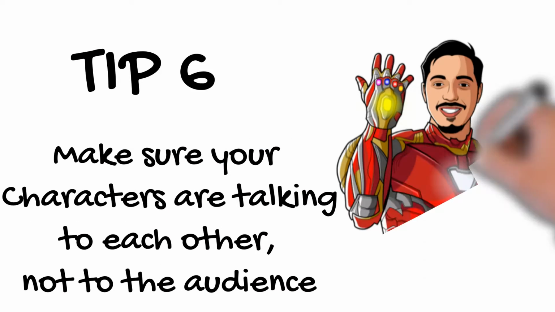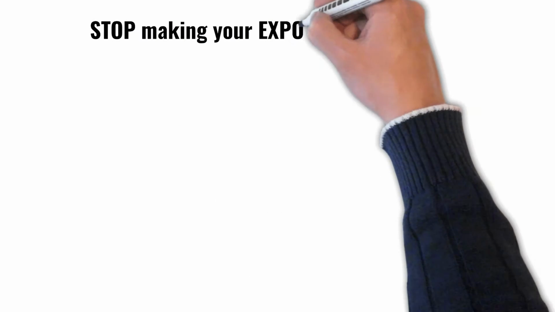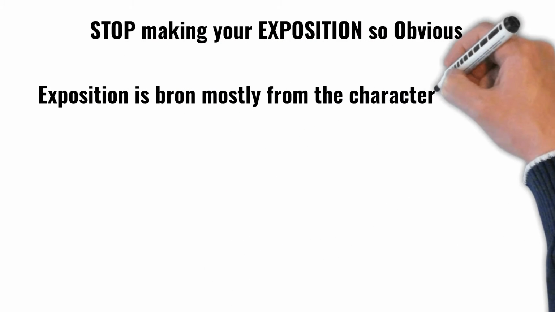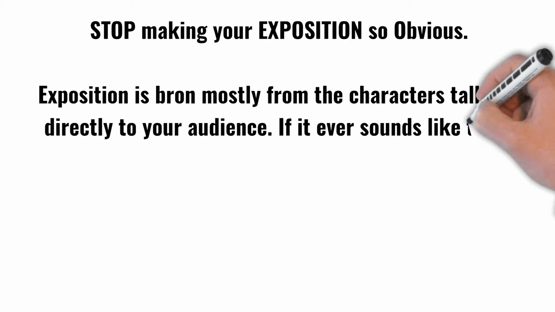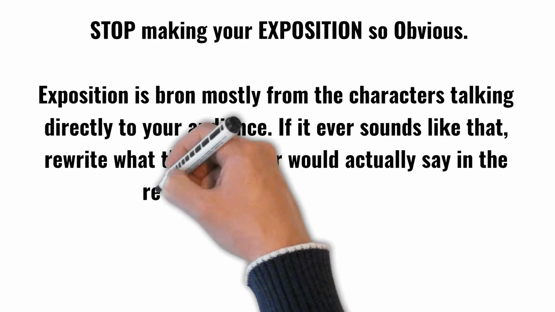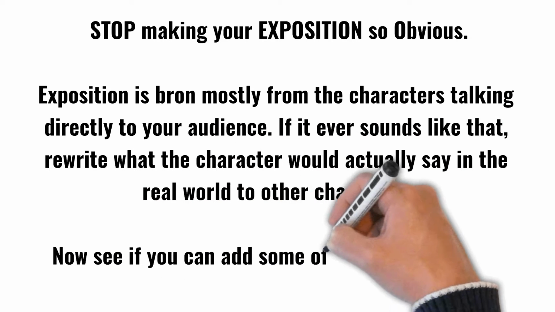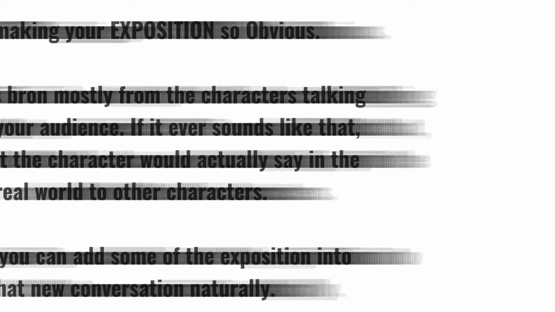Tip number 6, make sure your characters are talking to each other, not to the audience. Okay? So stop making your exposition so obvious. Exposition is born mostly of the characters talking directly to your audience. If it ever sounds like that, rewrite what the characters would actually say in the real world to each other. Now, see if you can add that same exposition into this new conversation, but naturally.